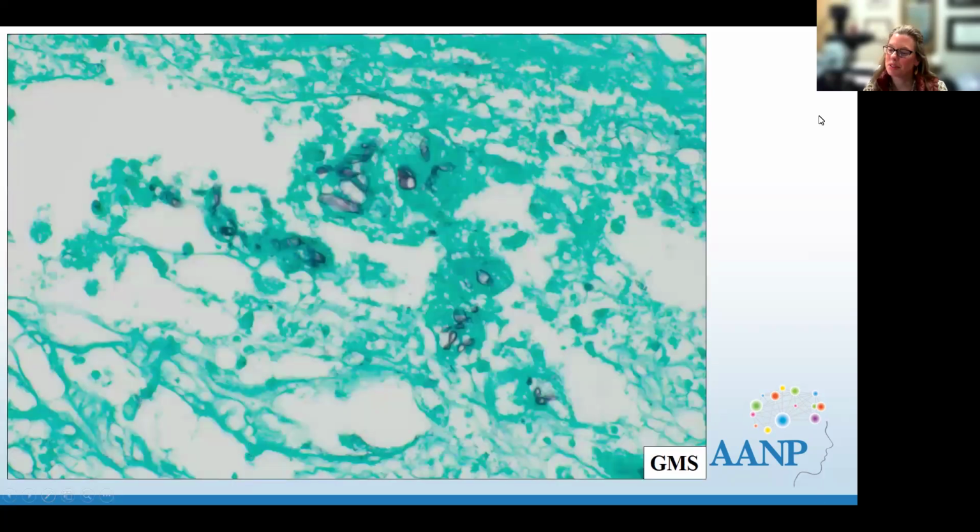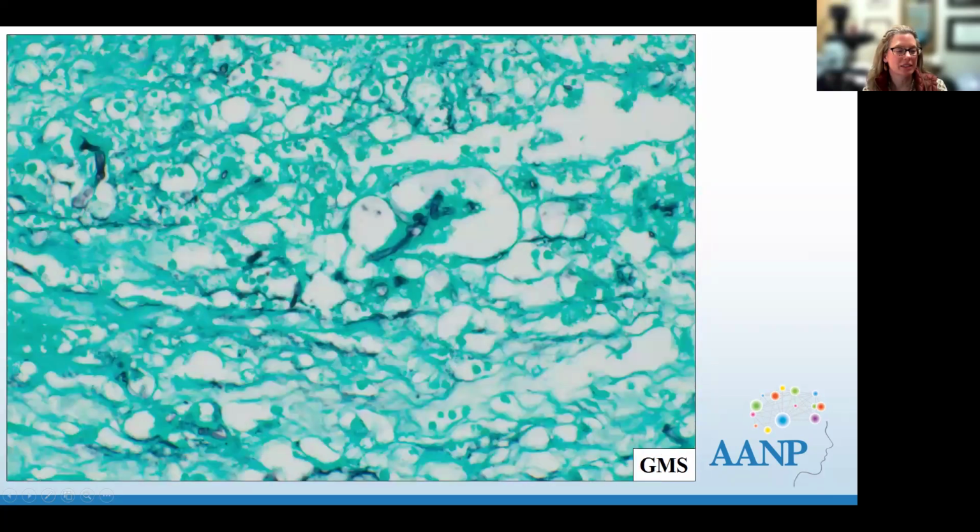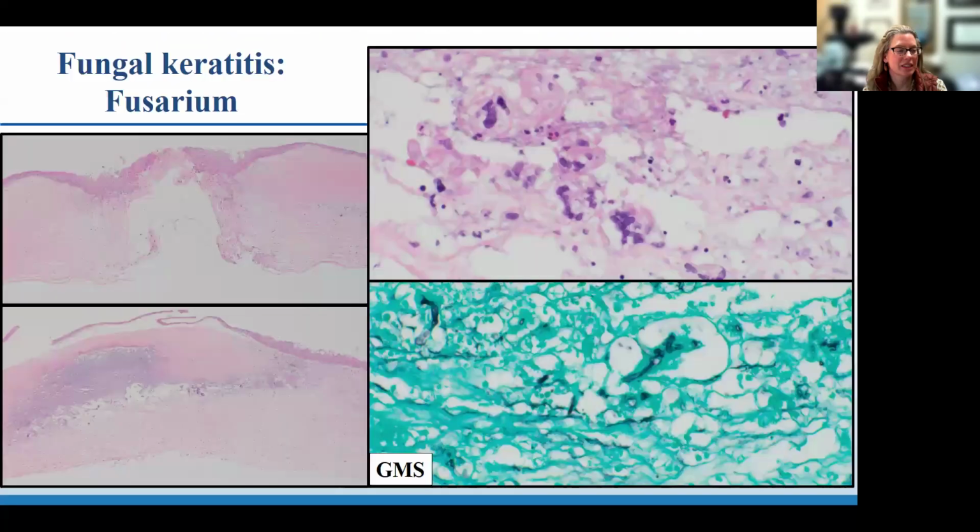And then the GMS, of course, shows those hyphal forms. And there's also some yeast-looking forms as well. Here's another view. And so this is fungal keratitis, and this happens to be fusarium. The only way to really know what it is, of course, is to culture it. And so I'll often get calls from the OR, do we need to culture this, et cetera. And it's highly recommended that they do to be able to recognize what the organisms are if possible.